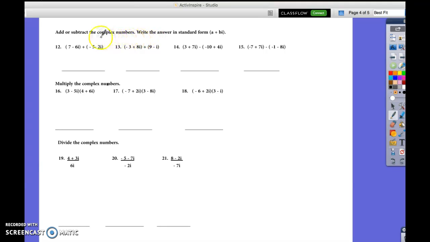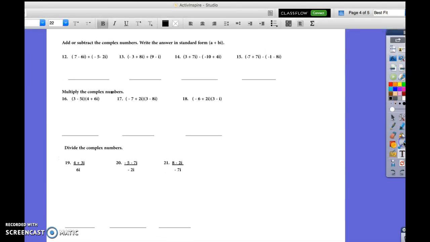where we see we're going to add or subtract the complex numbers. Write the answer in the standard form, a plus bi form. So here we go. Adding complex numbers. This is 1. 7 minus 6i is a complex number. And -5 minus 2i is a complex number also. So how do we do this? Well, we add the real parts together. The real part of this one is 7. The real part of this one is -5. So we put those together.